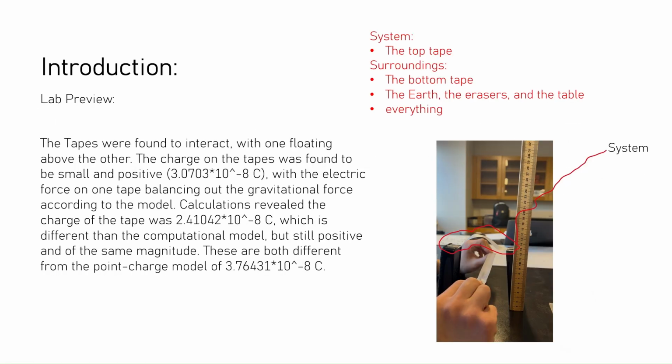As a brief preview before we get into the lab, the model predicted the charge on each piece of tape to be 3.07 times 10 to the negative 8th coulombs, whereas the calculations treating it as a rod predicted it to be 2.41 times 10 to the negative 8th coulombs, which is less than that. And treating it as a point charge, it was 3.76 times 10 to the negative 8th coulombs, which is more than that. And the system was the top tape, whereas the surrounding was the bottom tape, the earth, the erasers, the table, everything, as you can see on the right.